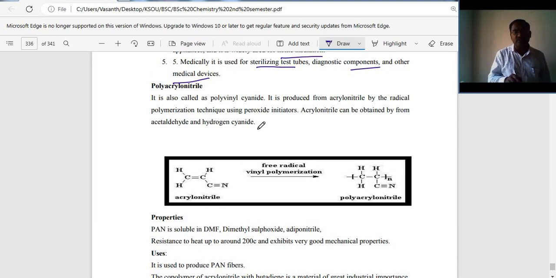Polyacrylonitrile is another type of polymer. It is called polyvinyl cyanide. It is produced from acrylonitrile by the radical polymerization technique using a peroxide initiator.